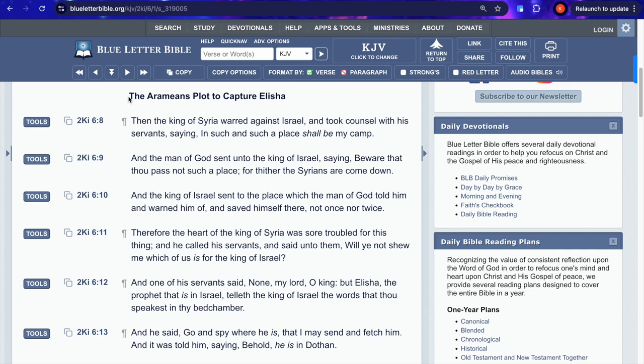And the man of God sent unto the king of Israel, saying, Beware that thou pass not such a place, for thither the Syrians are come. So he basically gave the king of Israel a heads up, saying, the Syrians are come and they've taken over this area and that area, so make sure you don't go by there.